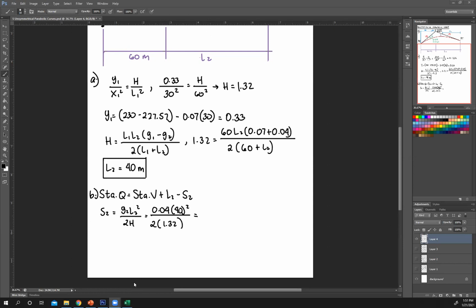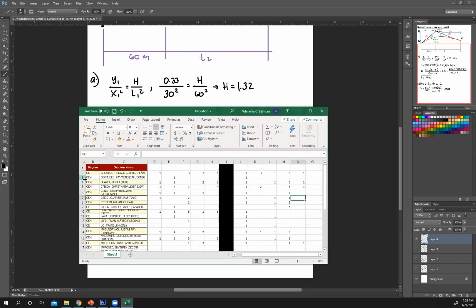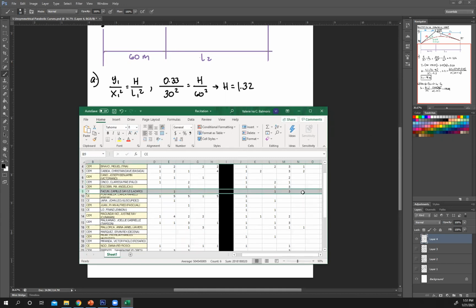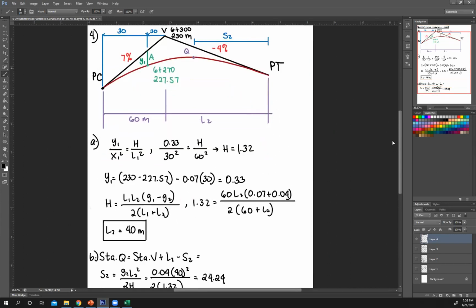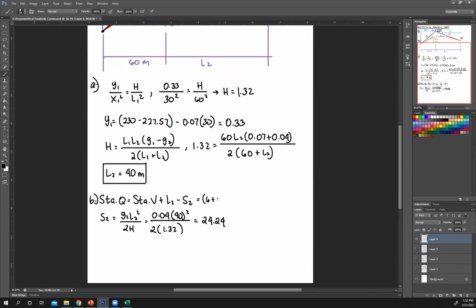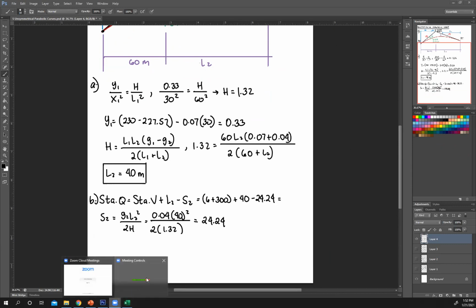24.24. Okay. Then use that here. What's the answer? This is station B, 6 plus 300 plus 40 minus 24.24. It's the final answer.